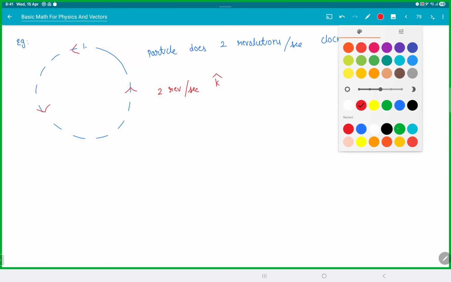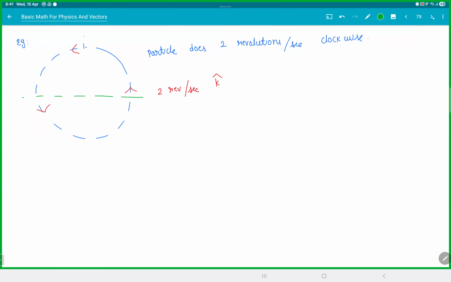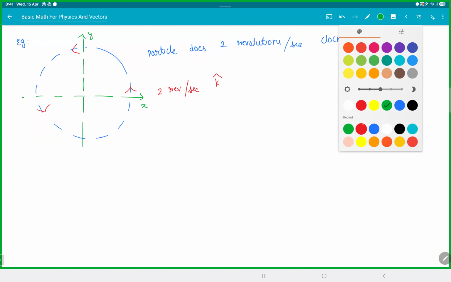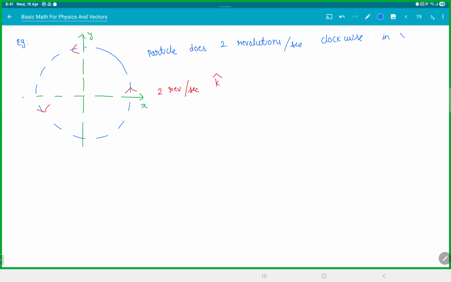But whereas in reality, this particle is moving in the xy plane, isn't it? The particle moves clockwise in the xy plane, but you are giving direction in the z axis. You're getting the meaning of this. So basically, this k cap is the direction of the thumb. So if you put your thumb in the direction of k cap, then the curl of the fingers will tell you which way you're rotating.